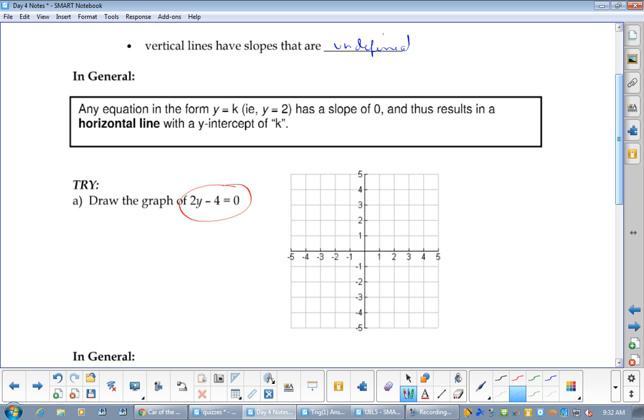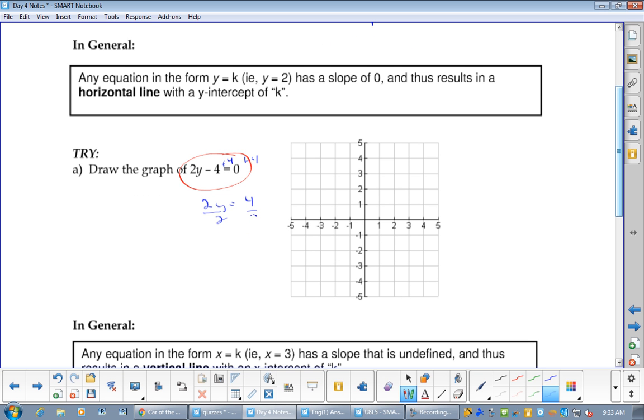Okay, first of all, let's get into y equals. That's how this will always make sense. So how would I get this to y equals? What's the first step? Add 4 to both sides. So 2y equals 4. Then divide by 2. y equals 2. Okay, this is a little confusing because it's not in the form y equals mx plus b. Could I make it in the form y equals mx plus b?